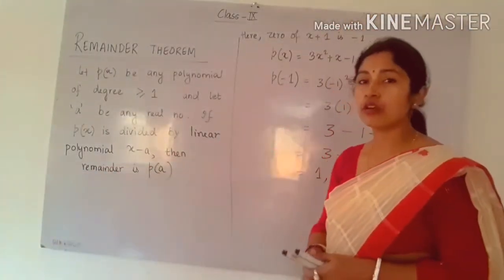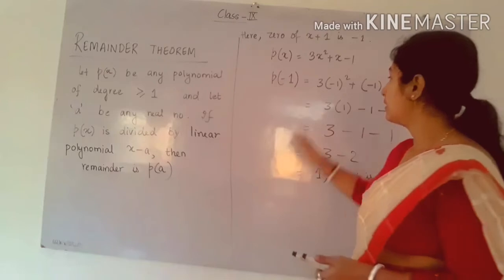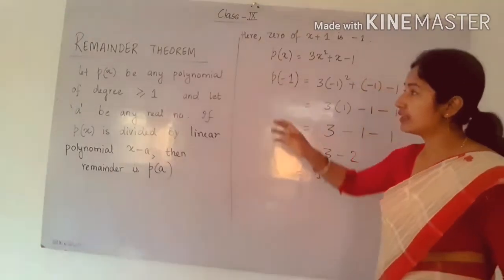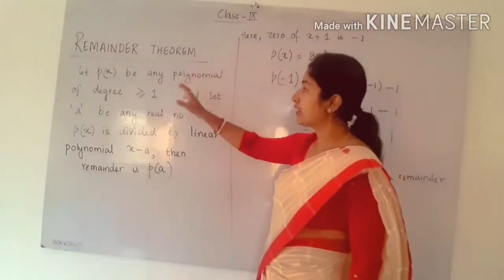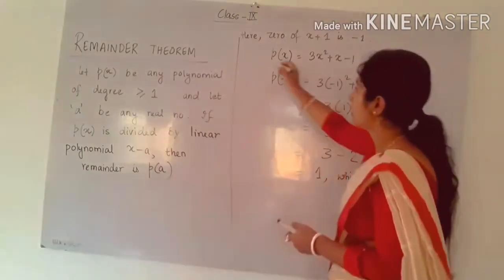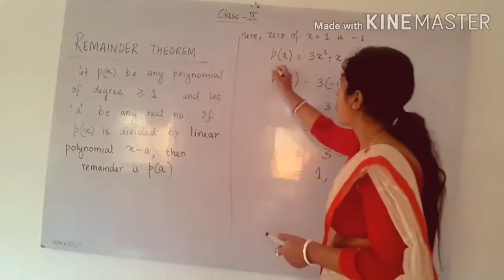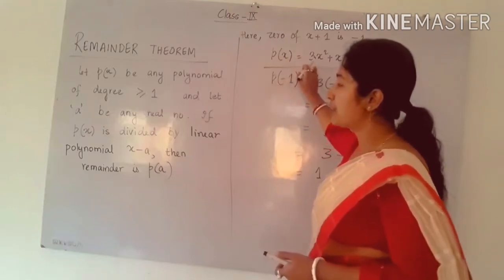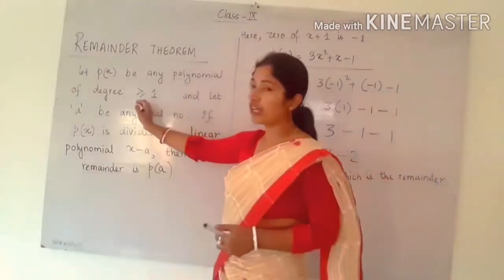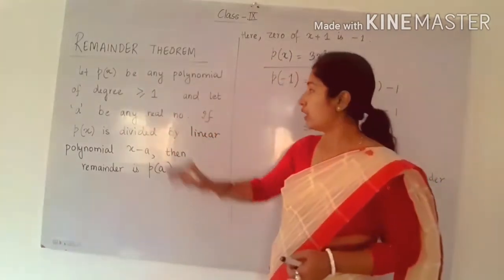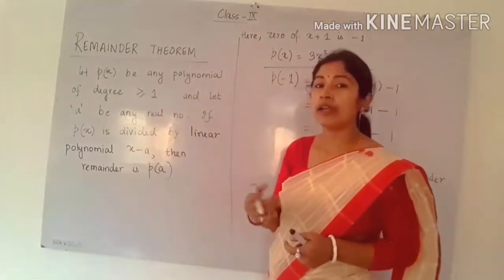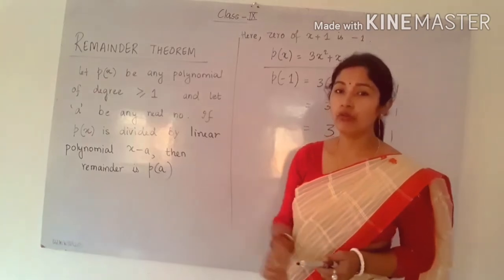So here is the conclusion of the long division method and this method. What is the conclusion? The conclusion is the remainder theorem. So what is written in the remainder theorem? Let p(x) be any polynomial, and in the last example our p(x) was this one. So p(x) is any polynomial of degree greater than or equal to 1. This is the symbol of greater than or equal to. That means greater than means it is greater than 1, and equal to means it may be equal to 1 also.